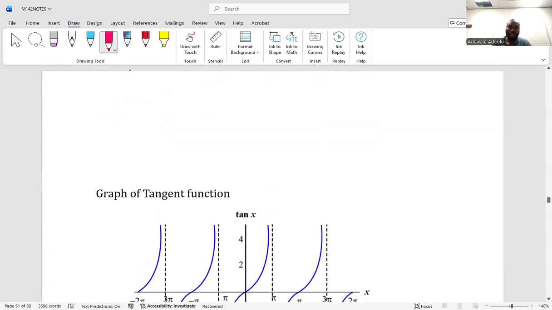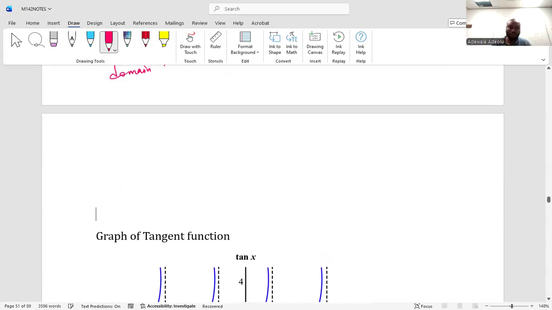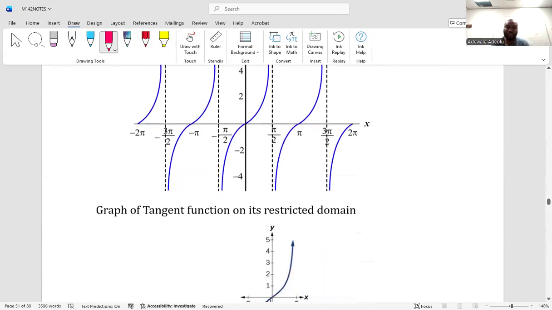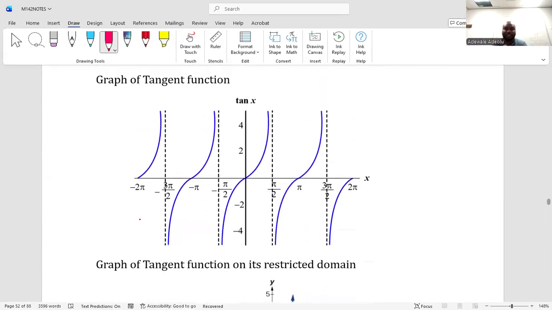Moving on, for tangent as well, we can do the same so that we can be able to talk about its inverse. This is the original tangent graph. And you see, it does not satisfy the horizontal line test, does not pass that. So again, we need to restrict. And you would see that that is easy to do itself. Just pick from negative pi over 2 to pi over 2.